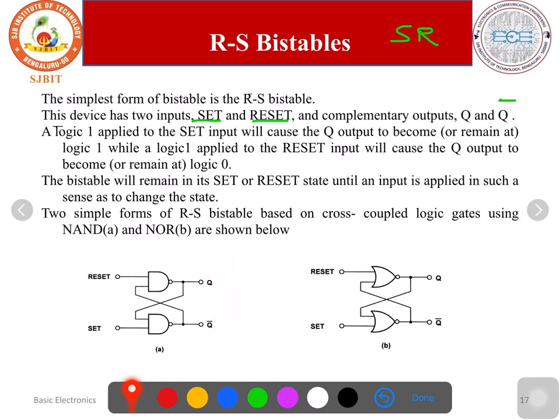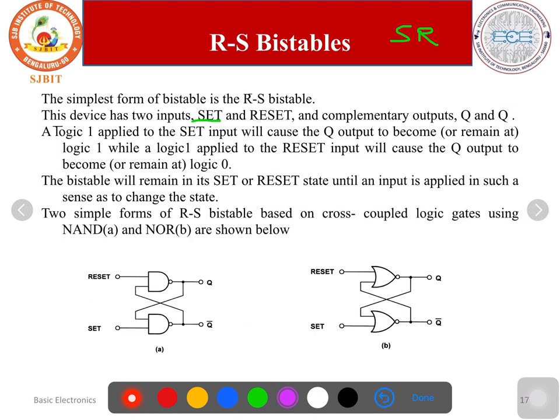A logic 1 applied to the set will cause the Q output to become logic 1. Q will become 1 if set is equal to 1. Q bar is complementary, so it becomes 0. Suppose you apply reset equal to 1, set equal to 0, so Q becomes 0 and Q bar becomes 1. This RS bistable can be constructed using either NOR gates or NAND gates.